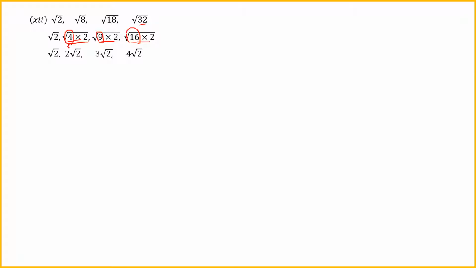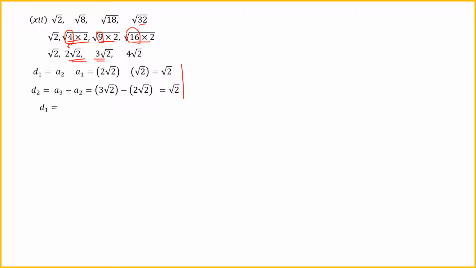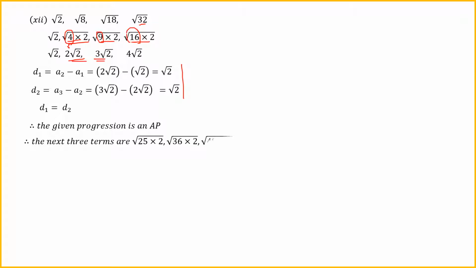So now you can see there is a pattern: root 2, 2 root 2, 3 root 2, 4 root 2. Obviously the next number will be 5 root 2. So therefore it is an arithmetic progression because it is increased by root 2. Second term 2 root 2 minus the first term root 2 gives us root 2. The same way d2, a3, that is 3 root 2 minus 2 root 2, the answer is root 2, where the difference is constant, therefore it is in arithmetic progression. Yes, the given progression is an AP. So the next terms would be 5 root 2, 6 root 2, 7 root 2.